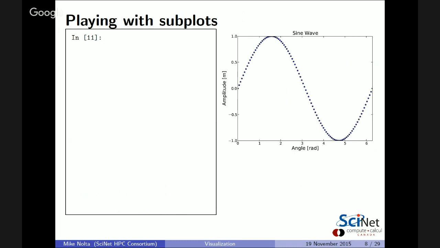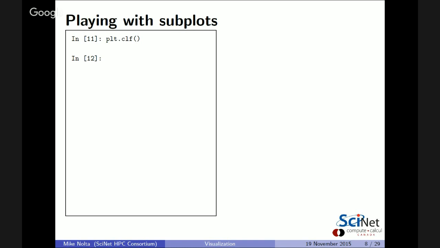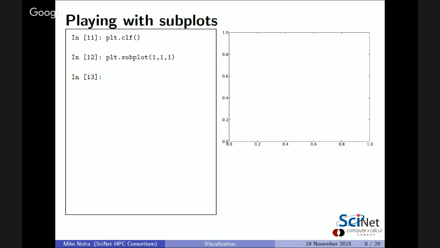Okay, so that's one basic plot. So I had my window, and I want to clear it. So clear figure, CLF. I'll start making subplots. So there's the subplot function. It takes 3 arguments. First 2 arguments are how many rows and columns I want of plots. And then the last argument is which one of those plots I want to work on. Which one of those subplots I want to work on.